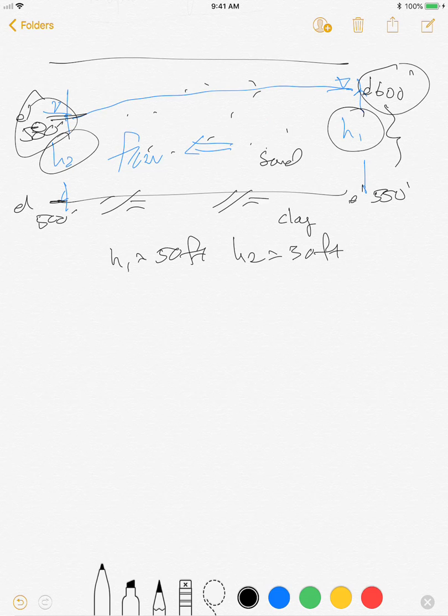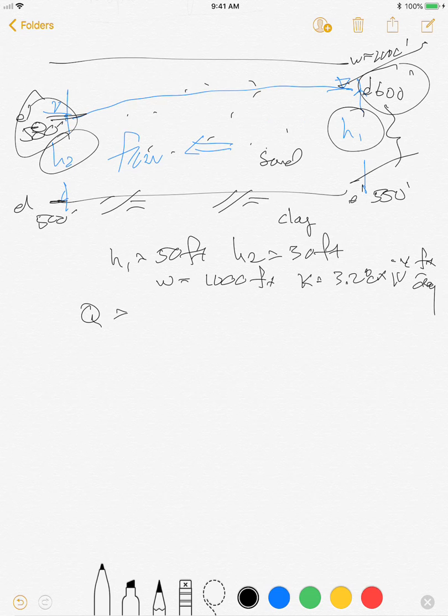Okay, so now the actual calculations are pretty easy. So let's say that the width of our aquifer is 1,000 feet. So that width, that's the distance going into the page, and that width is 1,000 feet. Okay, and then we can do our calculations, and we'll say that our permeability is 3.28 times 10 to the minus 4 feet per day. And that's equivalent to 1 times 10 to the minus 2 centimeters per second.